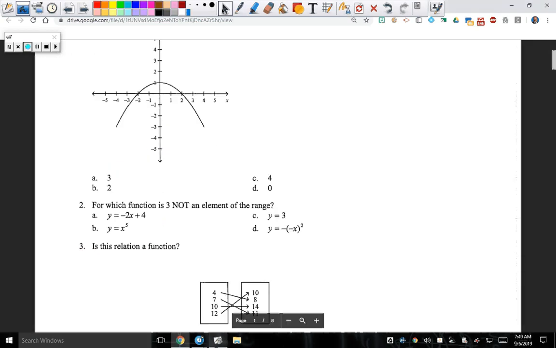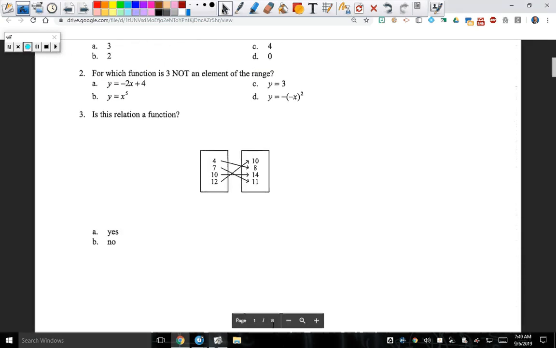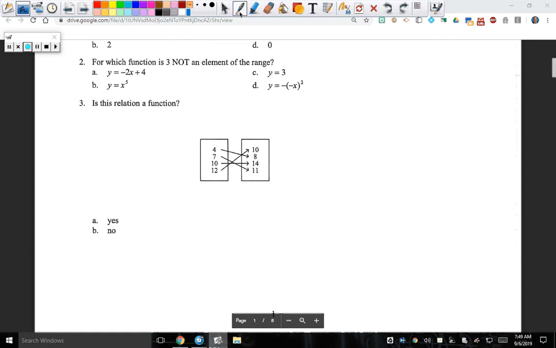Alright, so let's go to number 2. It says for which function is 3 not an element of the range? So there's that y value again. We're looking at when y is equal to 3, but when is 3 not an element of the range?